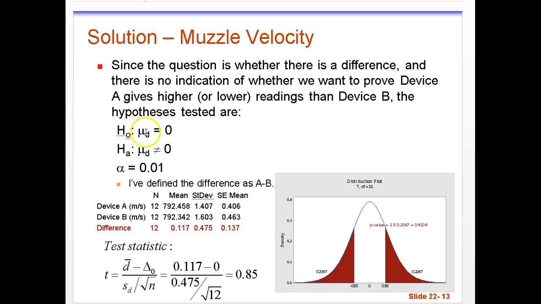And note the way I've written this. I've got the average difference is equal to 0. I didn't set this up as the average of device A minus the average of device B equals 0, because when we do this test, it is different from the two-sample t-test in that the calculations really are only done on the differences. And we'll illustrate that now when we go into Minitab.